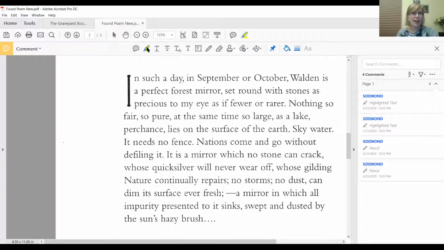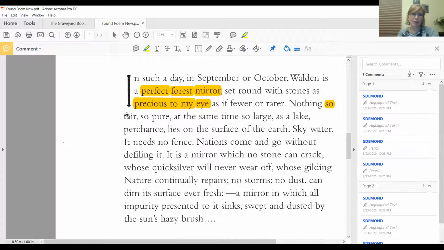Okay, and such a day in September or October, Walden is a perfect forest mirror. That sounds cool. Set round with stones as precious to my eye as if fewer or rarer. Nothing so fair, so pure, and at the same time so large. Okay, I like that. So fair, so pure, so large, because I see that there's this repetition for effect. We have the word so, and that feels very poetic.